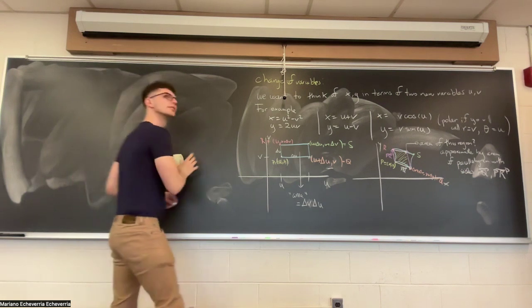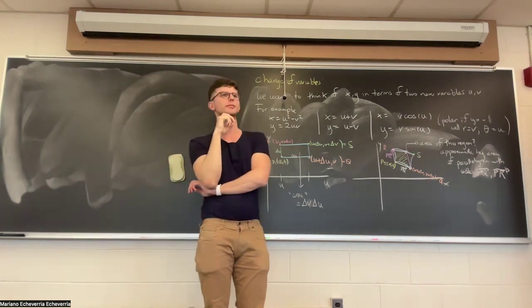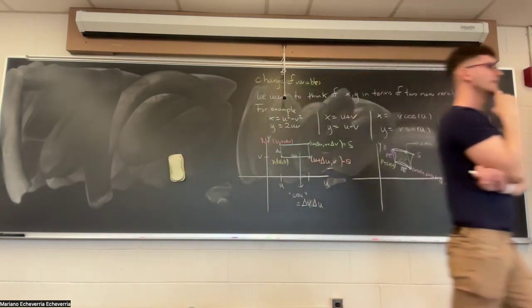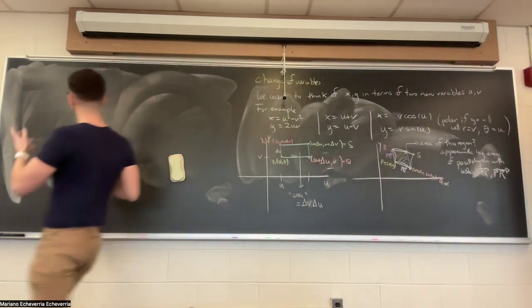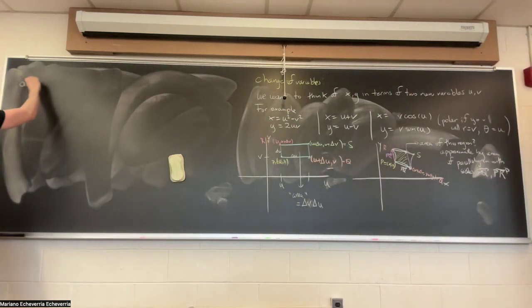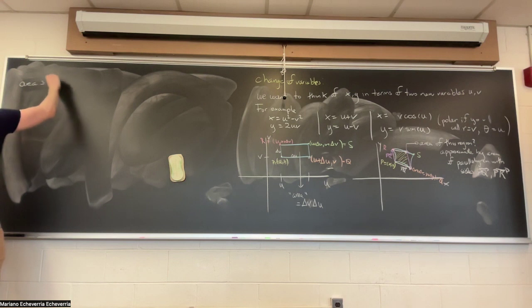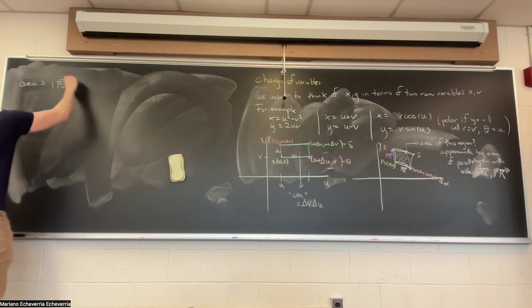So what was the formula for the area of a parallelogram in terms of the two vectors? Correct, yeah, good. So the area has to be close to the magnitude of PQ cross PR, perfect.